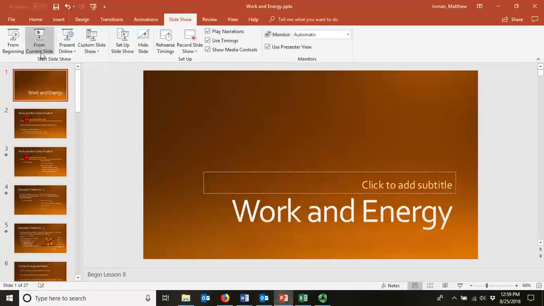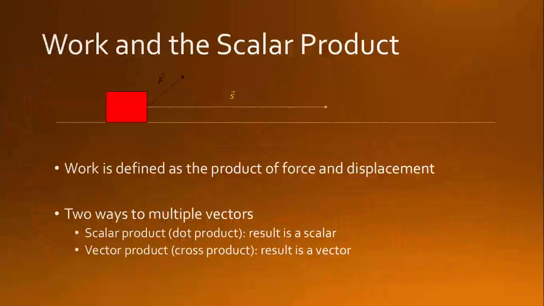Alright, in this lesson we're going to start talking about work and energy. The very first thing, if we're talking about work, is that we need to introduce a new way to work with vectors. This is what's called the scalar product. Work is defined as the product of force and displacement.